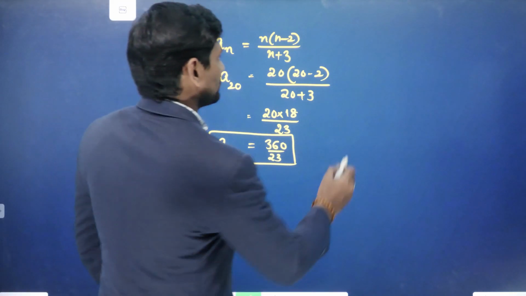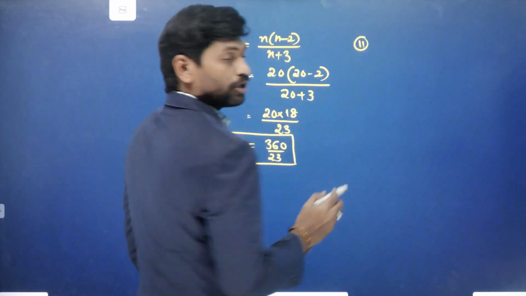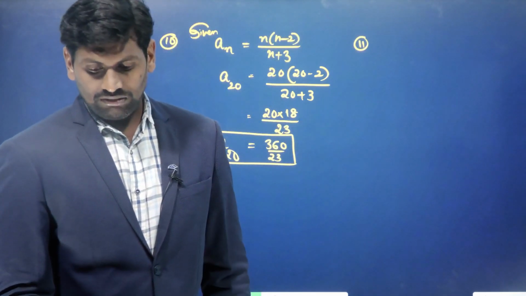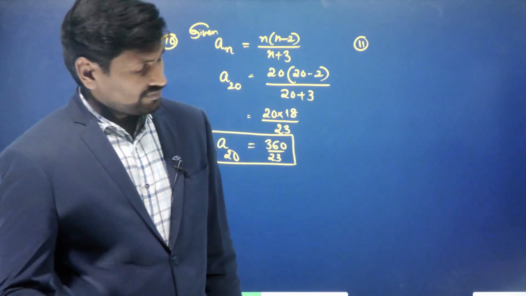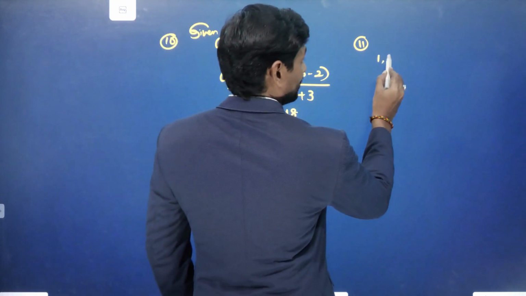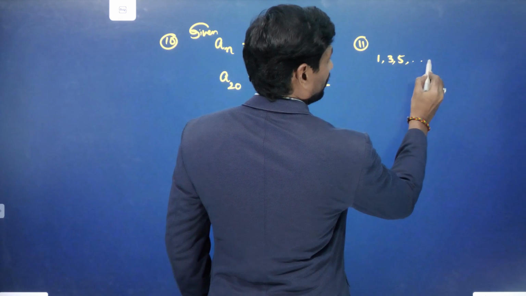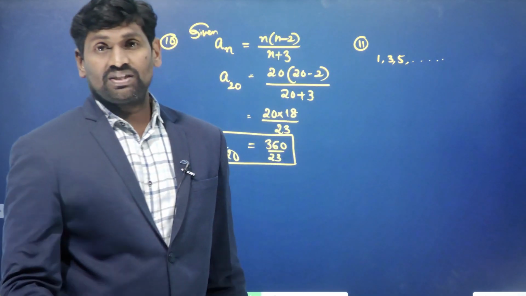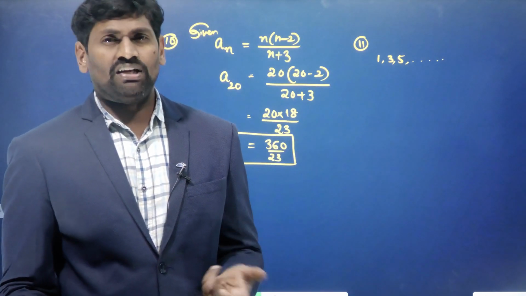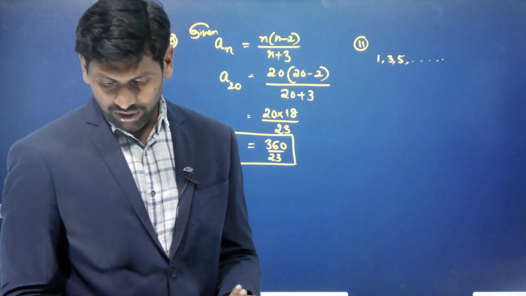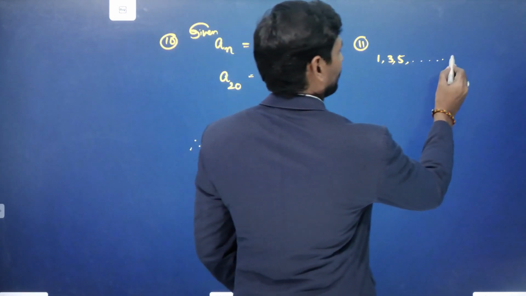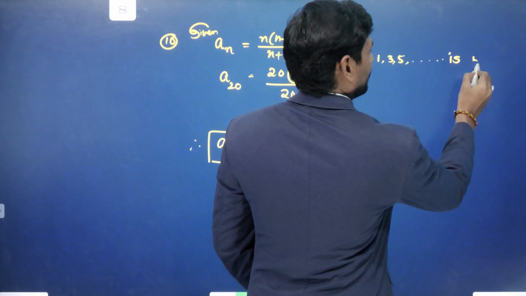The 11th problem is there. So let me check the 11th problem. That is, which term of the AP, the AP also given, that is 1, 3, 5 and so on. Which term, that means it can be the 10th term or 11th term, whatever, 100th term also. Which term of the AP will be 55? Which term of the AP is 55?